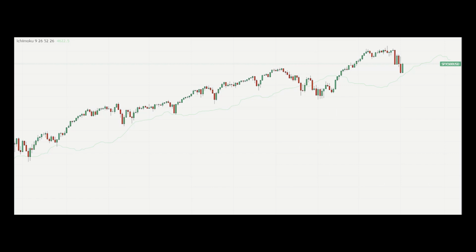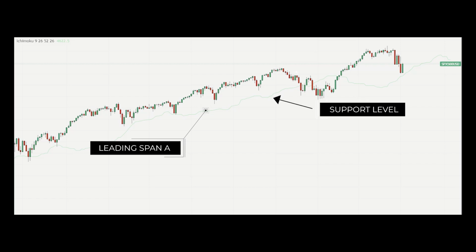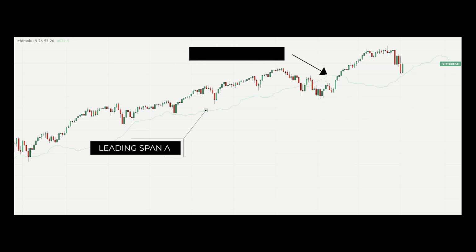The third line is a light green line, which is called the leading span A, and it shows the average of the highs and the lows of the red and the blue line, and then it plots that data 26 trading periods into the future. If the price is above the light green line, the line serves as a price support level, or if the price moves below the light green line, then the line becomes a price resistance level.